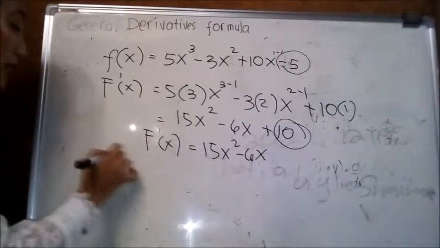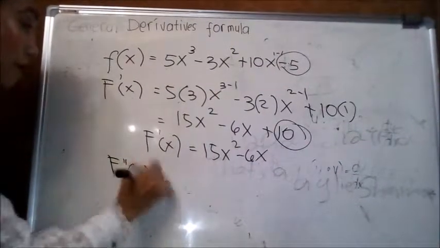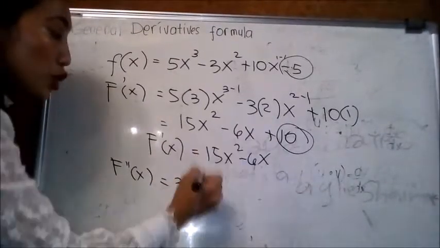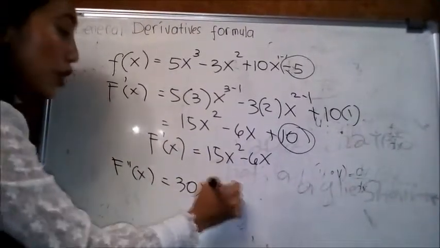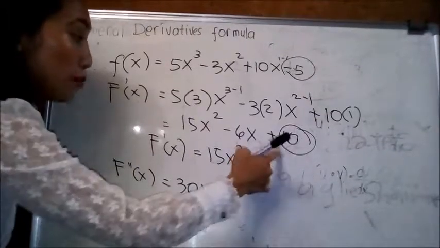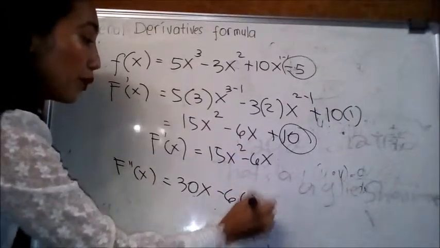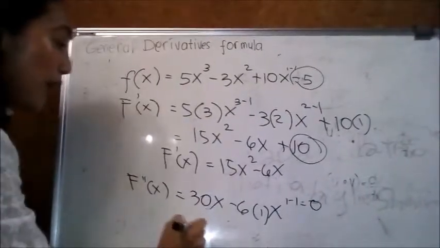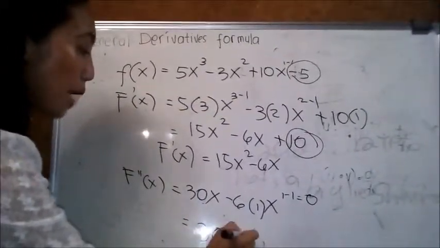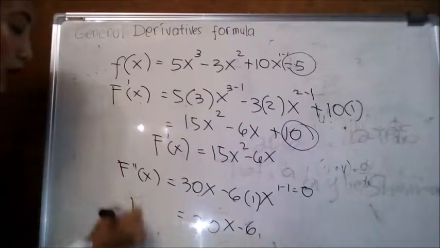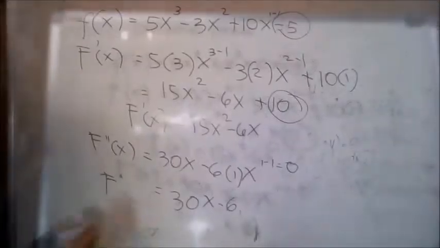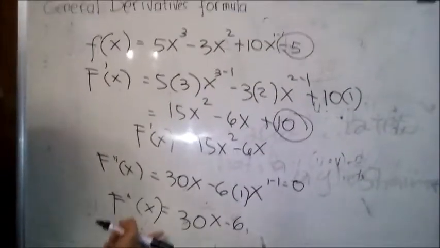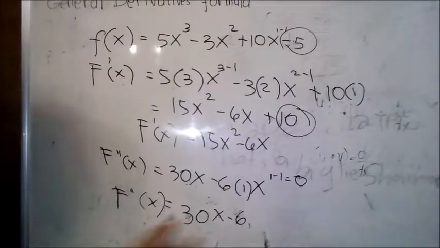Now how about the second derivative? 15 times 2 is 30. 2 minus 1 is x. Minus 6 times 1, and x to the 1 minus 1 is 0. So we have 30x minus 6. So the second derivative of this function is f double prime of x equals 30x minus 6.